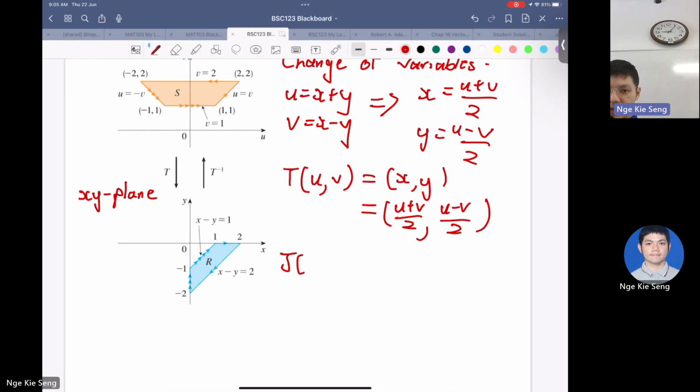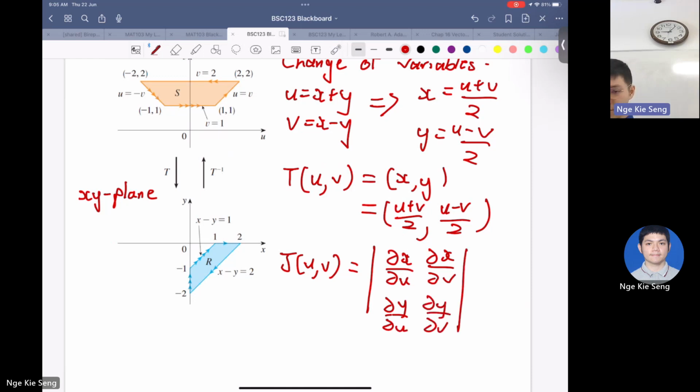So what's our Jacobian J(u,v)? Our Jacobian is 1 over 2. The formula is del x over del u, del x over del v, del y over del u, and del y over del v. Altogether it is the same calculation as just now because we use the same change of variable, which is 1 over 2.